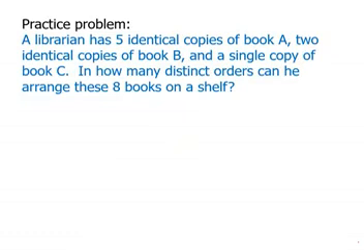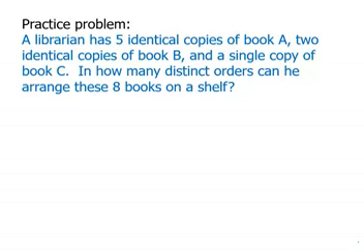So here's a practice problem of this sort. Pause the video and see if you can do this on your own. Okay, a librarian has 5 identical copies of Book A, 2 identical copies of Book B, and a single copy of Book C. In how many distinct orders can he arrange these 8 books on a shelf?